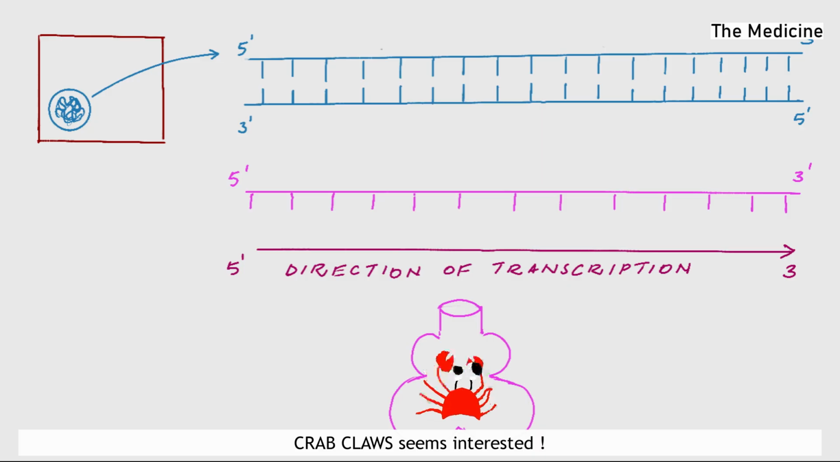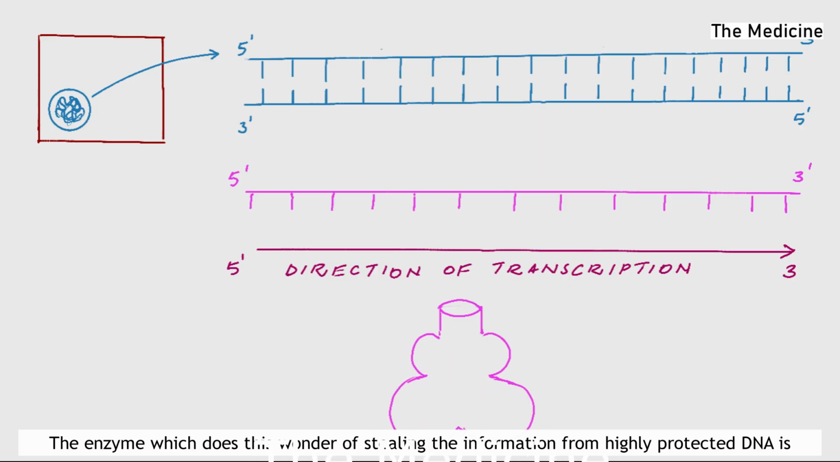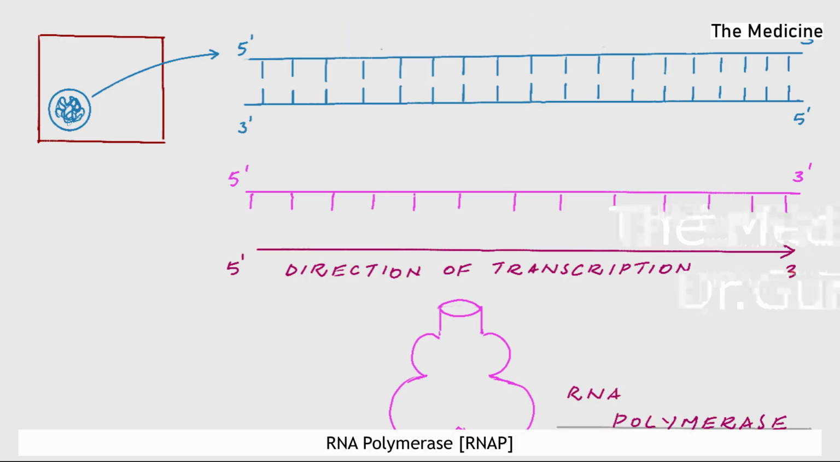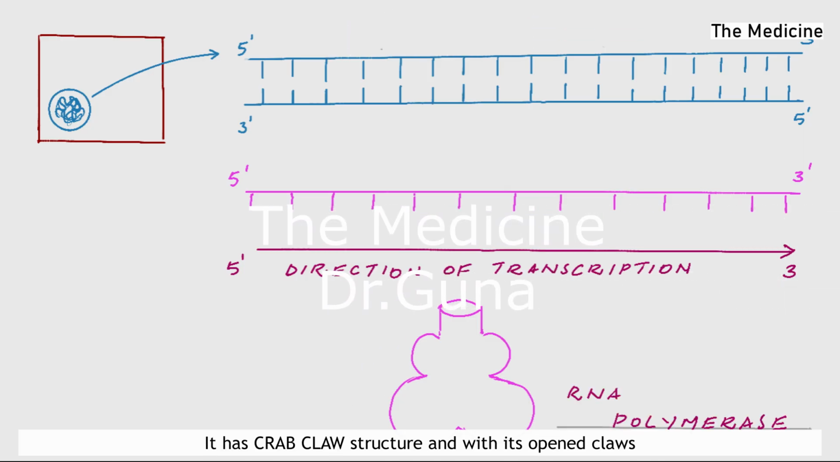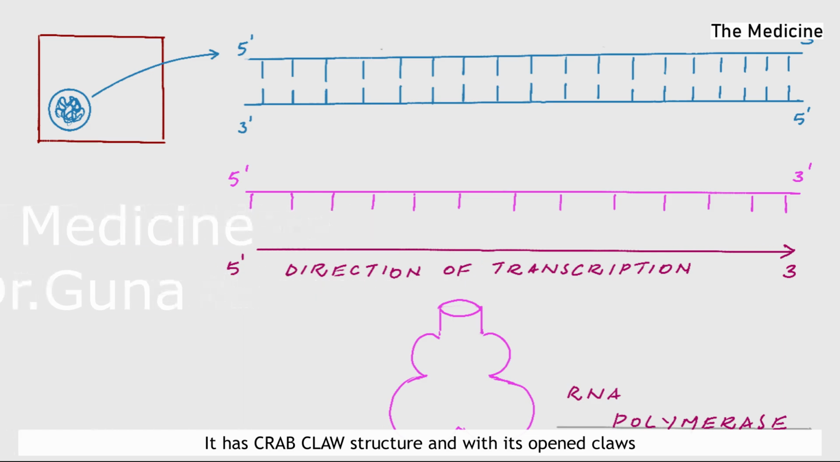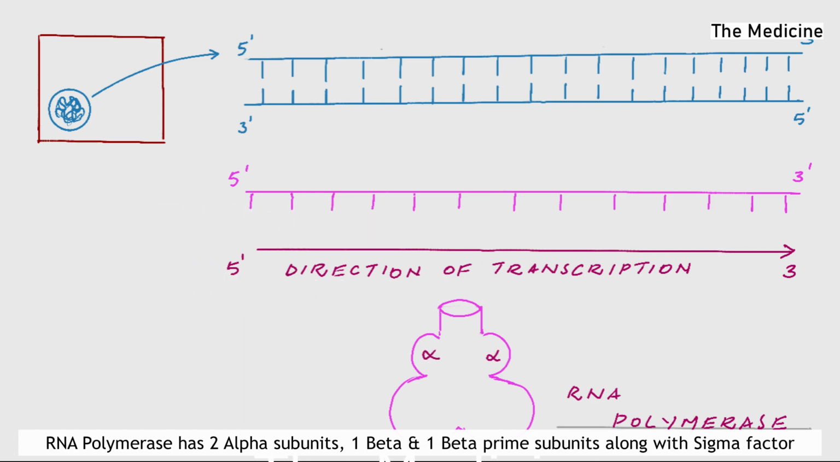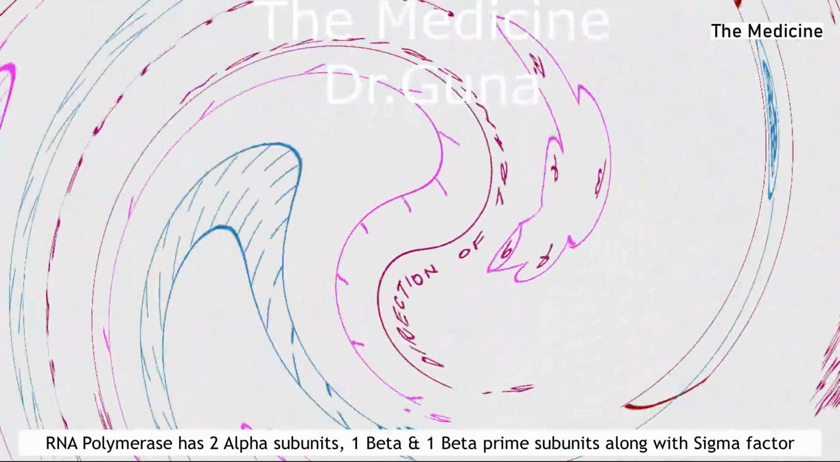Krabs class seems interested. Let's see why. The enzyme which does this wonder of stealing the information from highly protected DNA in the nucleus is called RNA polymerase, RNAP. It has a crab's claw structure, and with its open claw, RNA polymerase has two alpha subunits, one beta subunit, one beta prime subunit, along with sigma factor.